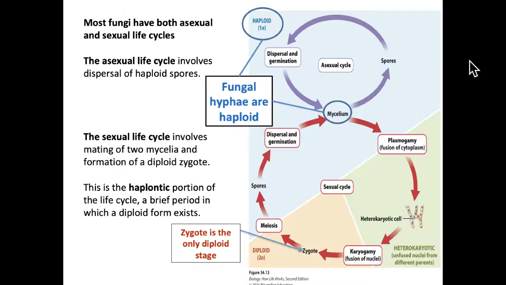Fungi have both asexual and sexual life cycles. Most of the fungal life cycle is spent in the haploid or 1N stage. Below, we have an image of the sexual life cycle, which involves two mycelia that come together and form a diploid zygote. That zygote is the only stage in which the diploid form exists. Let's explore this a little bit further in the next image.